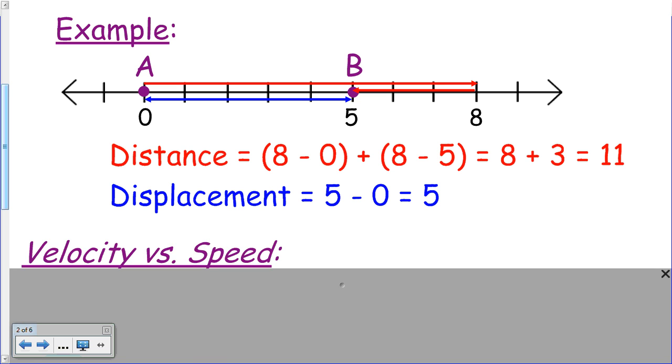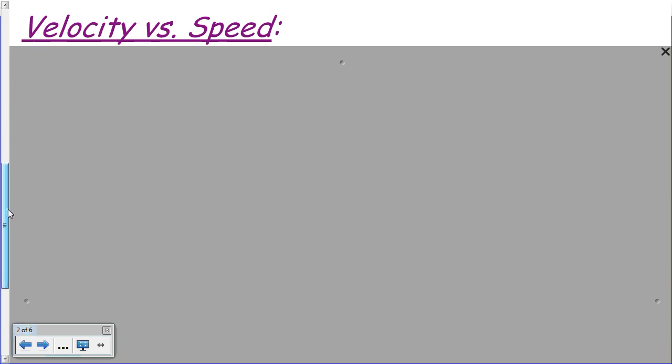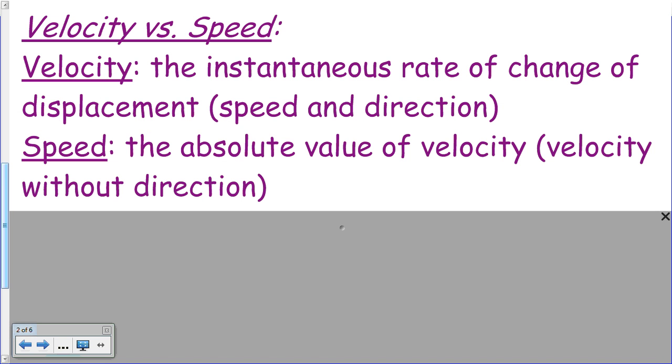All right, the next two terms that we need to talk about are velocity and speed. And the definition of velocity and speed, there's actually several ways you could define these, but this is one way to do it. For velocity, velocity is the instantaneous rate of change of displacement.